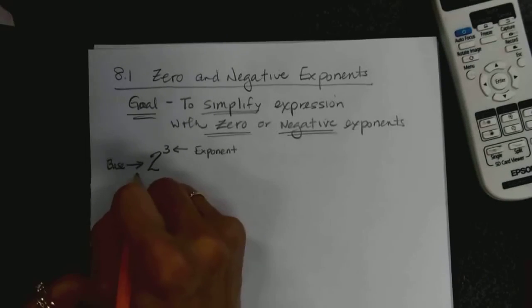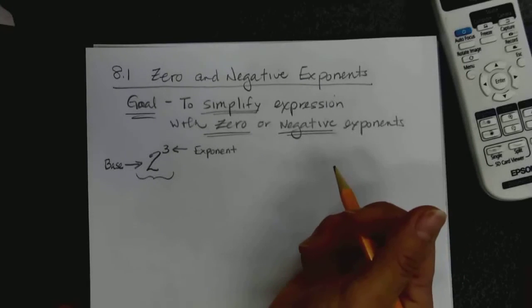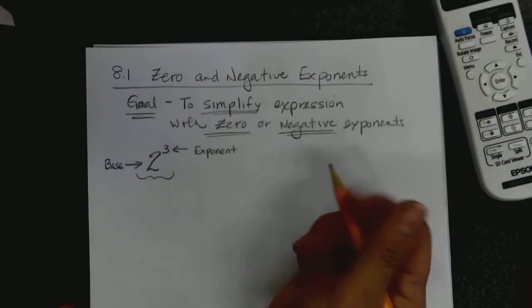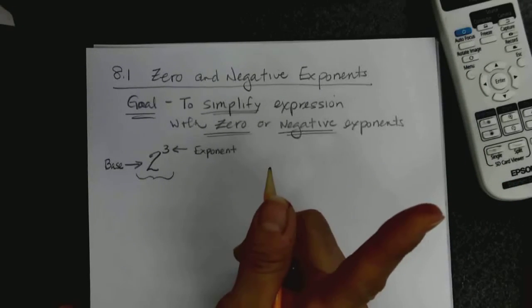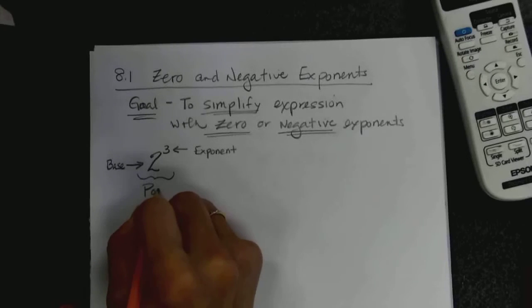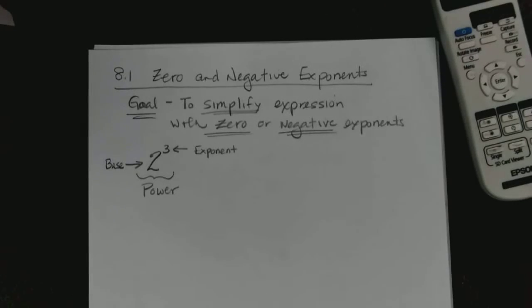Now, can somebody tell me what this is called altogether? Expression. What's the very last thing you said? Power. This is called a power. Okay, so that's why it's called 2 to the third power. So altogether it is a power.